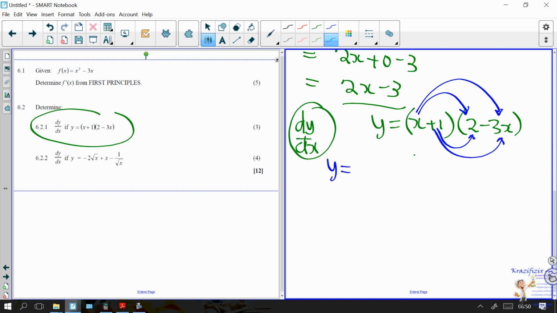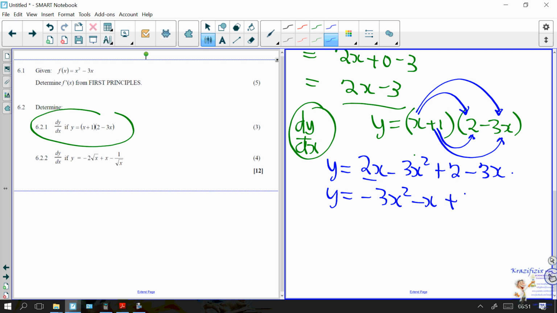Y will be equal to x times 2 would give me what? 2x. X times negative 3x will give me negative 3x squared. 1 times 2 would give me positive 2, and 1 times negative 3x will give me negative 3x. Okay, we can combine here quickly. All right, what am I going to have? Negative 3x squared. 2 minus 3 would give me minus x plus 2.